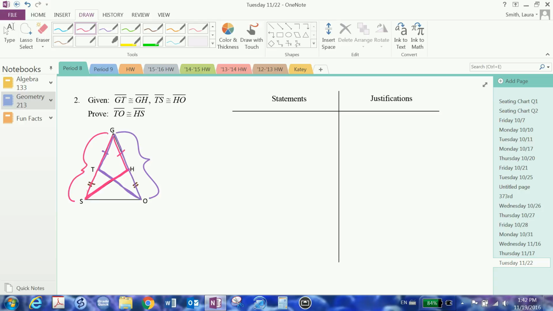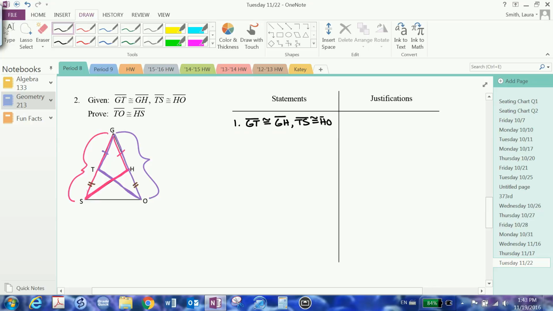All right. So how are we going to start this? I'm thinking I would start with the givens. And I think I can list them together, because then the next thing I'm going to do with them is add them together and say that, excuse me, GT is congruent to GO. Oh wait, I didn't do that right. It's not GT. Hold on.